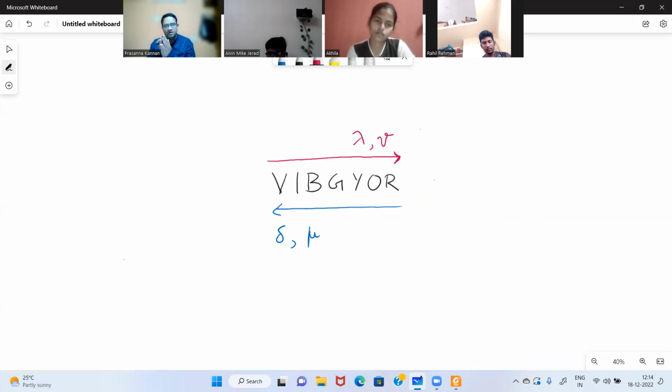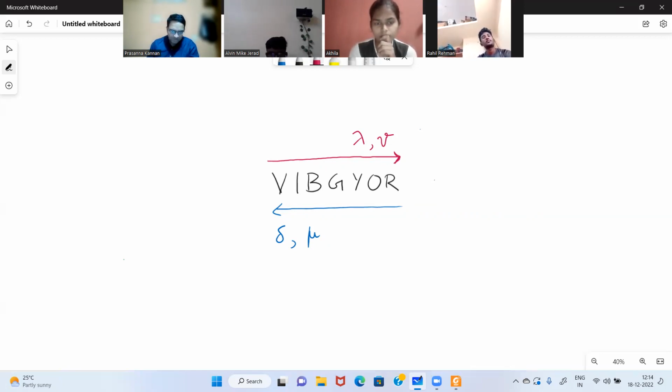So, wavelength of red is more or violet is more? Red, sir. Wavelength for yellow is more or blue is more? Yellow, sir. Very good. Velocity for orange is more or velocity for indigo is more? Orange. Yes, very good.